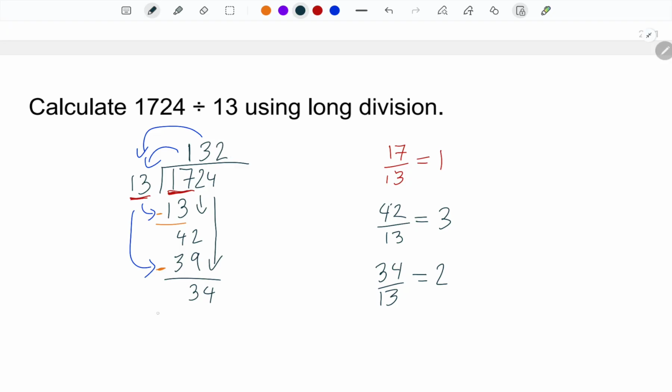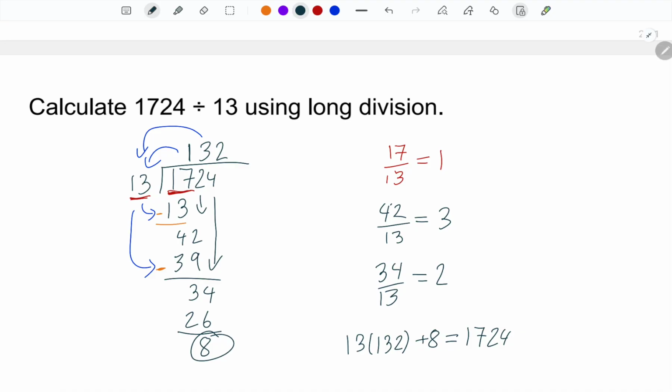Write that at the end there, multiply it back through. 2 times 13 is 26, so write that at the bottom. Subtract, you get 8. 13 can't fit into 8. There's nothing else to drop down, so that is our remainder. So I could actually say that, well, 13 times 132 plus that number 8 is equal to 1724.